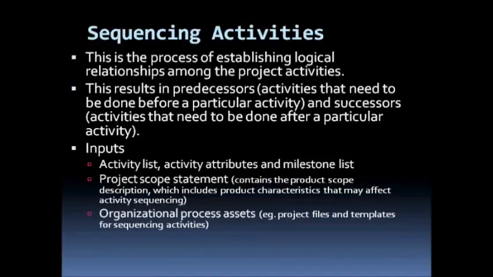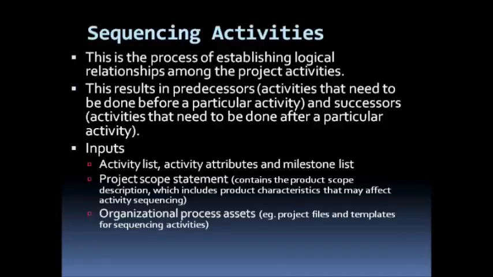And our requirements for this process will be our activity list together with the attributes and the milestone list, because it's the activity list that will give us the individual activities that we are going to sequence in a logical form, taking note of predecessors and successors.